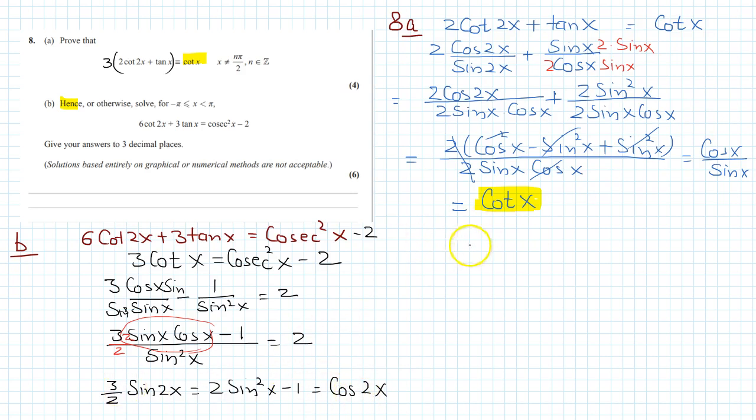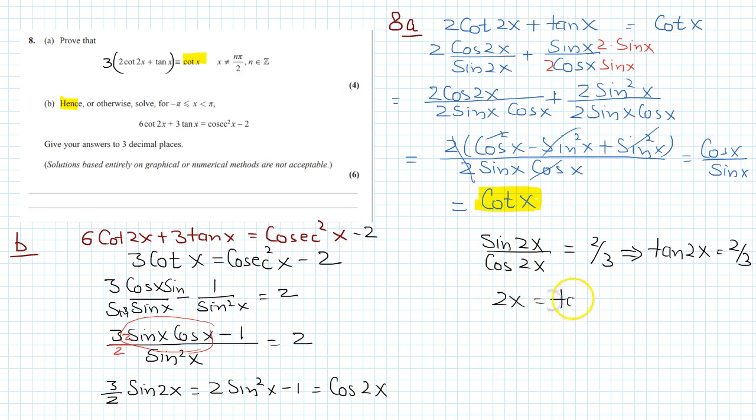Now we divide it. sin 2x over cos 2x is equal to 2 over 3. So this means tan 2x is equal to 2 over 3. So 2x will be tan inverse 2 over 3. So this is 0.5880.